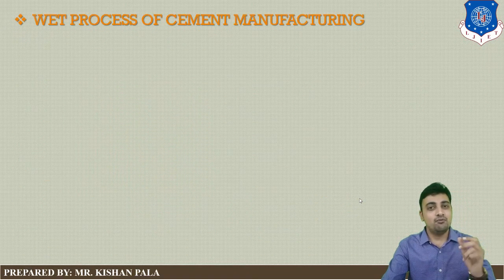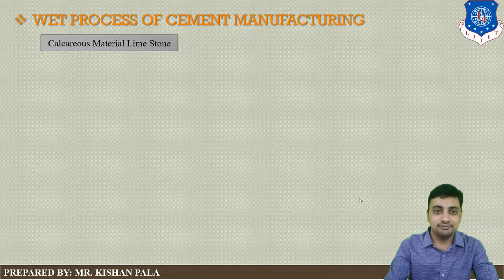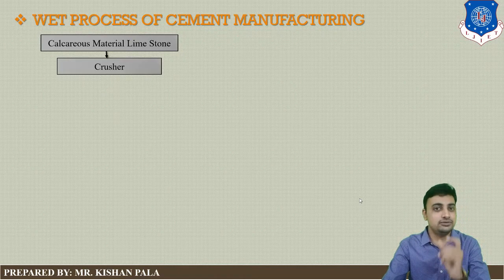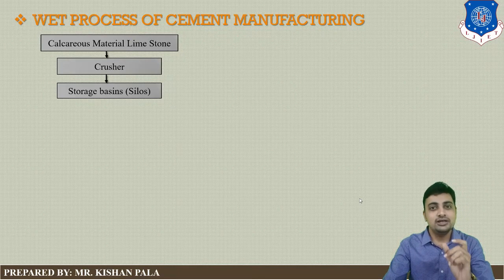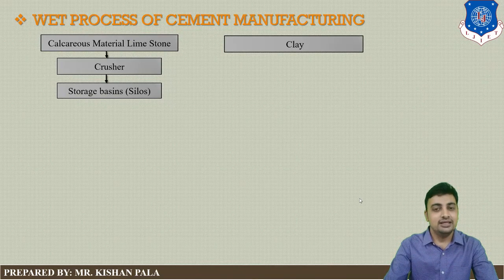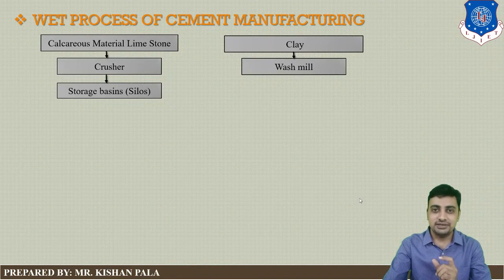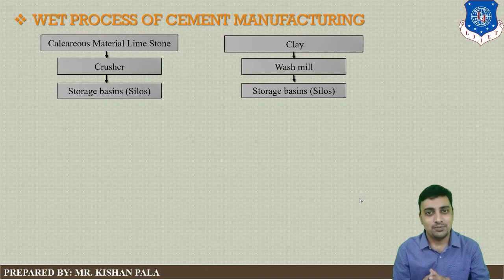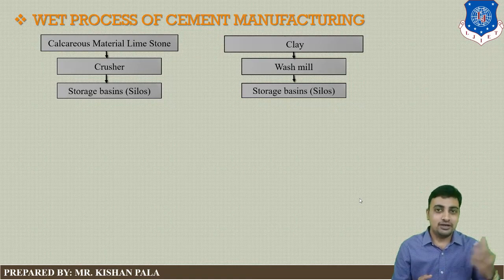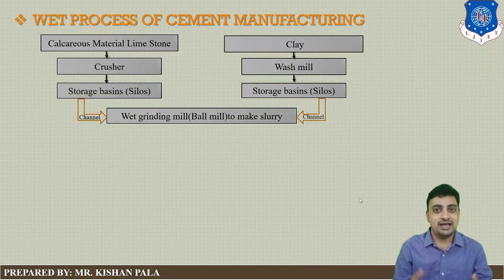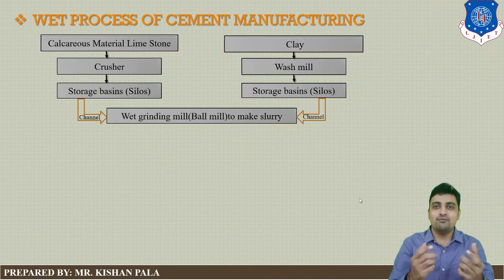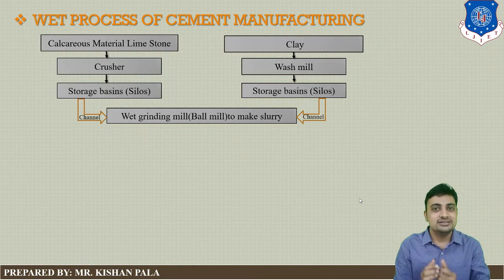Let us start with the wet process of cement manufacturing. First of all, you have to collect limestone, crush it in the crusher, and store it in the storage basin. Similarly, you have to collect the clay particles, mix them with water in the wash mill, and then store them in the silo. So now you have crushed stone and wet clay particles, and both materials are allowed to fall in the ball mill for wet grinding to make a slurry.